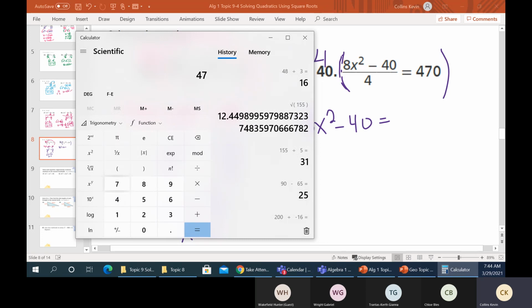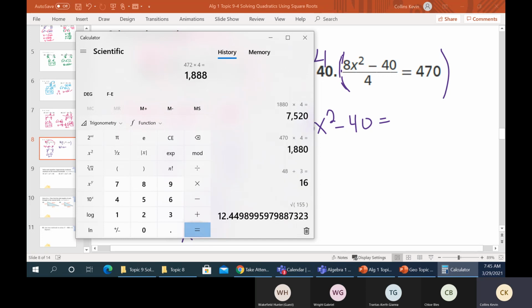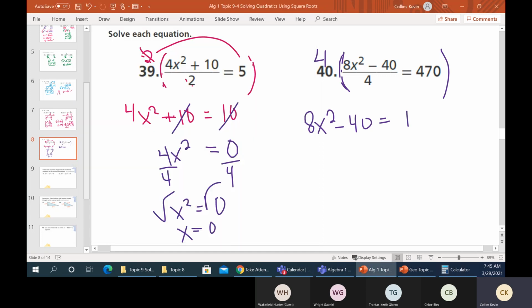So we go 470 times 4. Whoops, that was one too many times. Hang on, let's try it again. 470 times 4. I did 472. Really? One more time. 470 times 4. Finally, 1880. Feels like the year I was born some days.